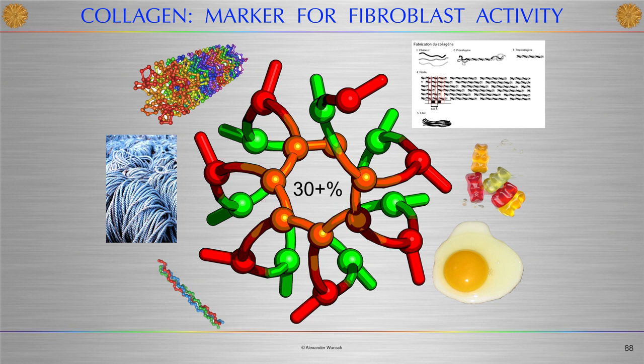And collagen is a marker for fibroblast activity. Fibroblasts are the most important, the housekeepers, they are responsible, the handymen of the tissue. They are responsible for skin remodeling, tissue remodeling, and they are the only group of cells which are able to produce collagen, which makes up to 30% of all the proteins in our body.